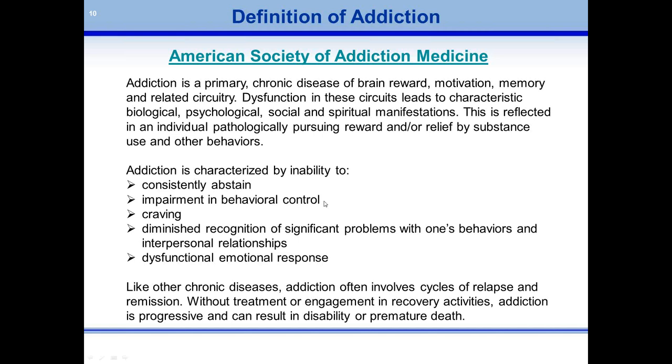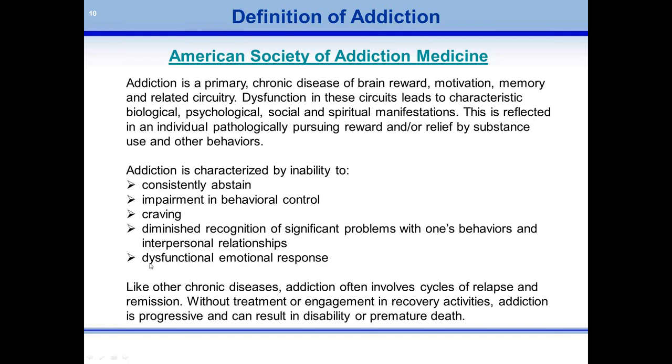That means women will avoid obligations. They can't control the amount that they're going to have. They can't control their stopping until they run out of drugs. They have severe craving for the opioids. They have diminished recognition of the significant problems it's causing in their own behavior. And for women, particularly in interpersonal relationships, women are very relational in general. So when they have decrements in their relationships and the relationships begin to fall apart, this is often when they start to seek treatment.